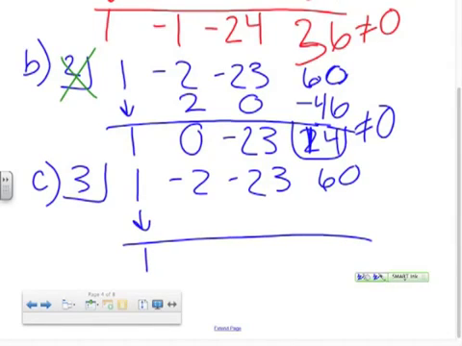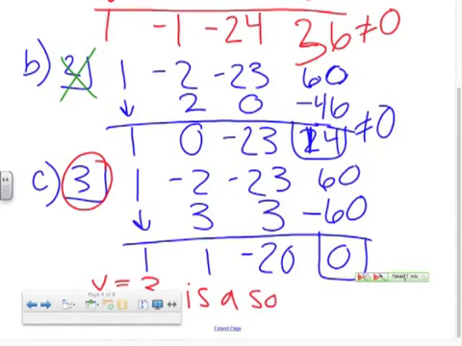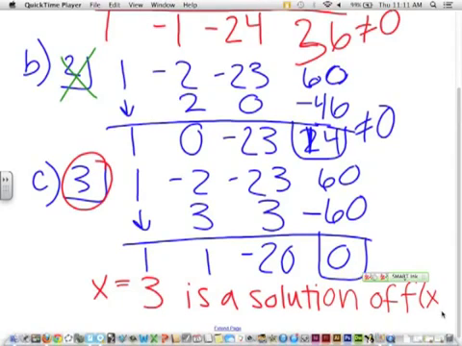Bring down the 1. 1 times 3 is 3, minus 2 is 1, 3 is 3, negative 20, negative 60. Now we have a remainder of 0. So that tells us that 3 is a solution. So x equals 3 is a solution of f of x.